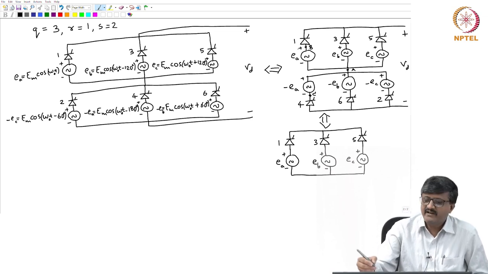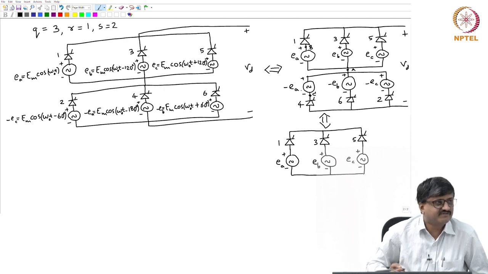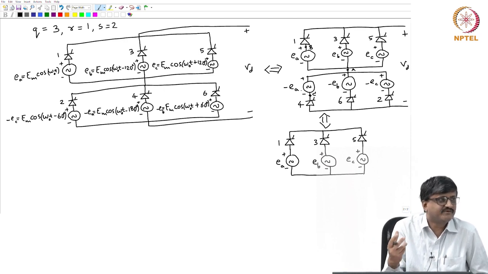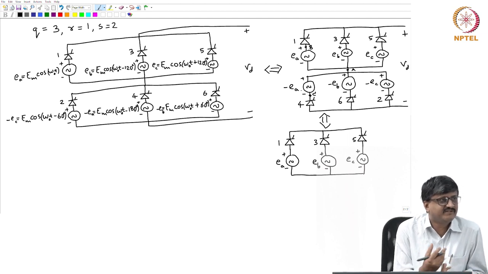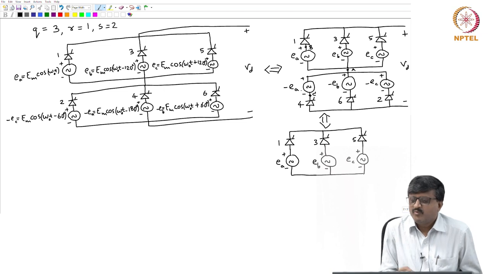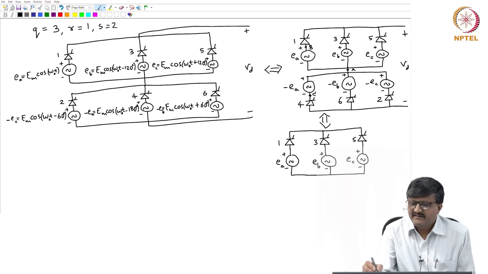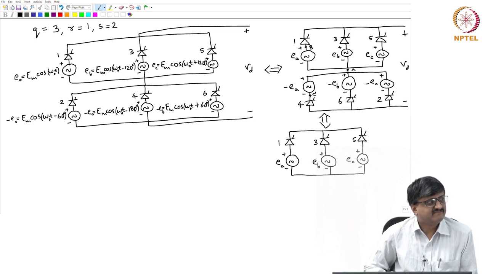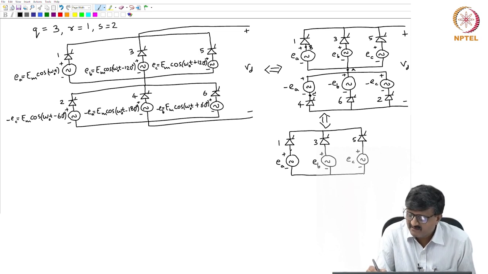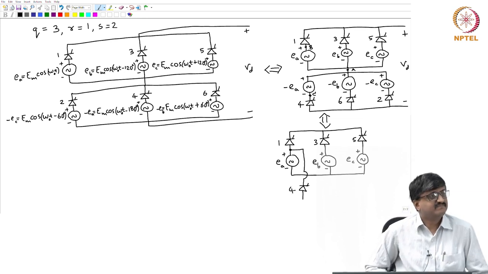So, what can I do? I can actually eliminate one of the sources. See, there is no point in connecting two voltage sources in parallel. Two equal voltage sources in parallel, I can just reduce it to one voltage source. So, what I can do is connect this cathode of thyristor valve 4 to B directly. So, what I see, this is B. So, I take this terminal B and connect it to the cathode of 4. Is that okay?